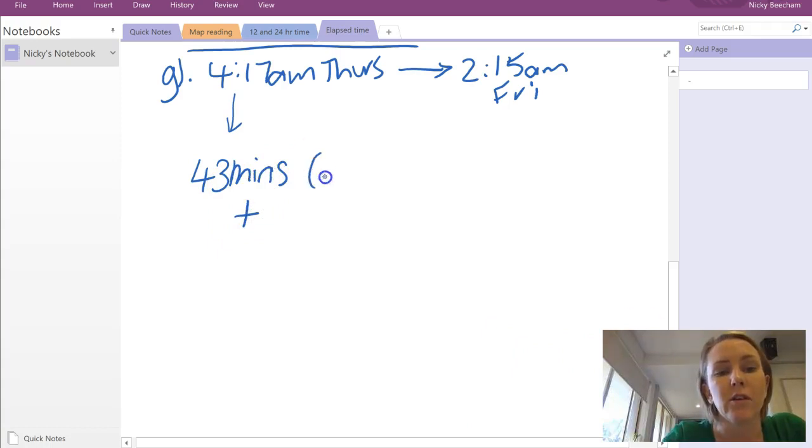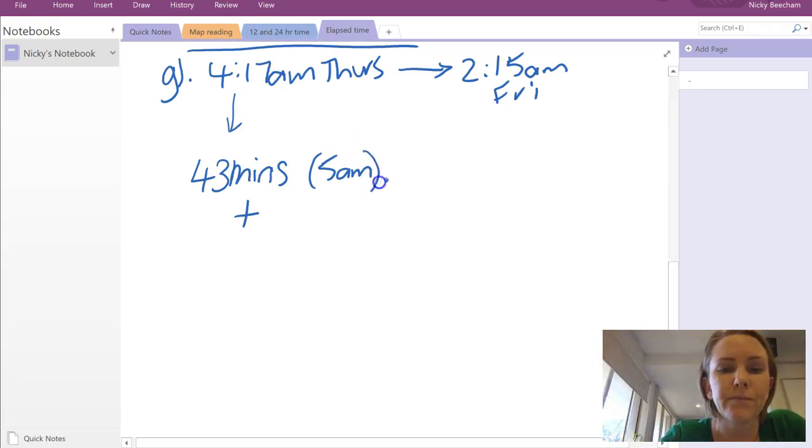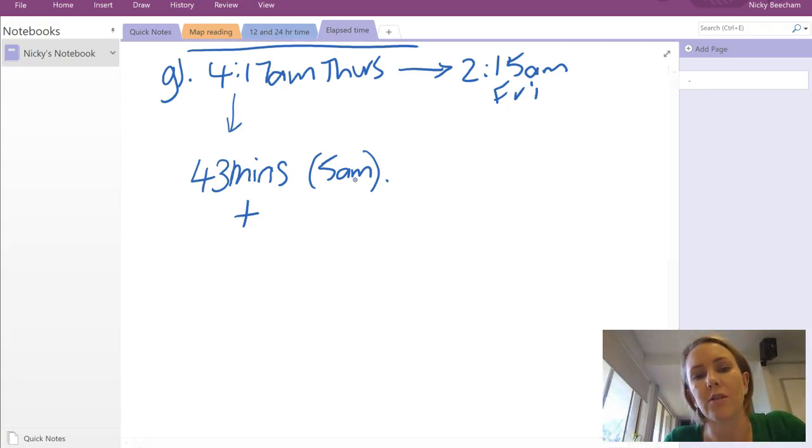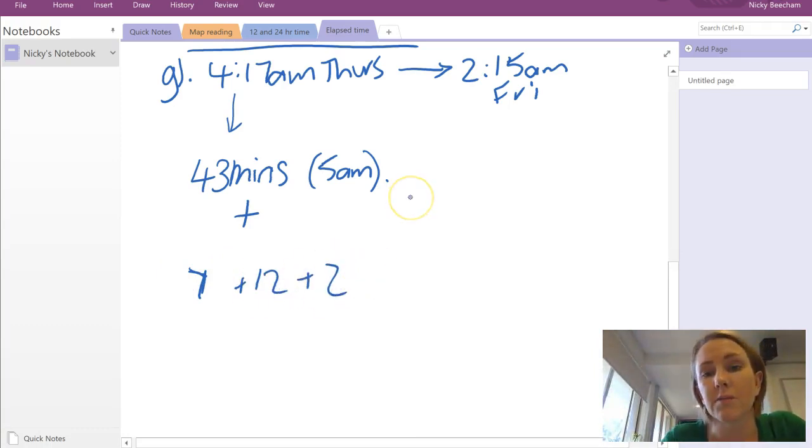That takes me to 5 a.m. on Thursday. Okay, and then I want to go all the way to 2:15 a.m. on Friday. So I'm going from early in the morning Thursday to early in the morning Friday. So really my answer should be very close to 24, I think. Okay, so let's find out. 43 minutes gets me to 5. Then I go 6, 7, 8, 9, 10, 11, 12, midday. Okay, then I'm going to go another 12. That's 7, sorry. Another 12 gets me to midnight, and then another 2 gets me to 2 a.m.